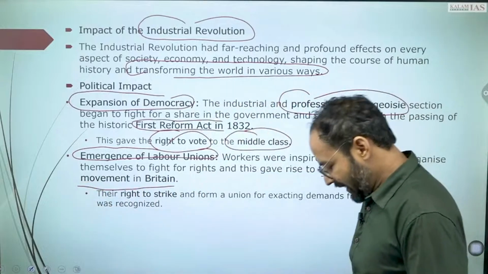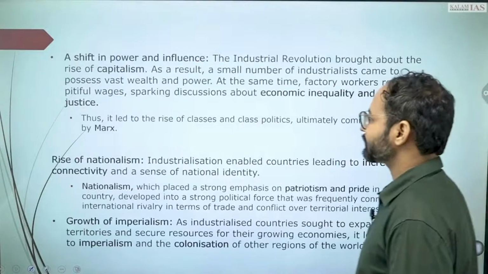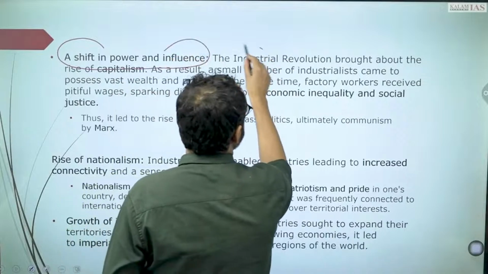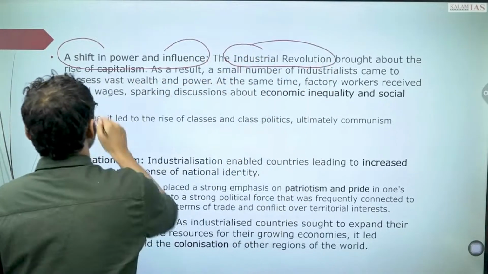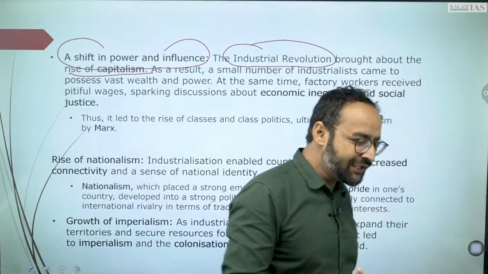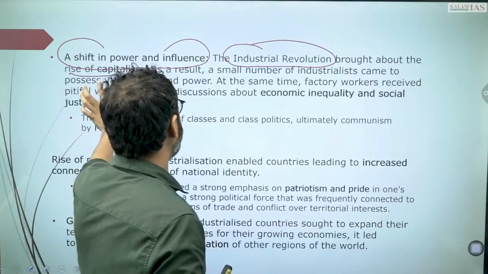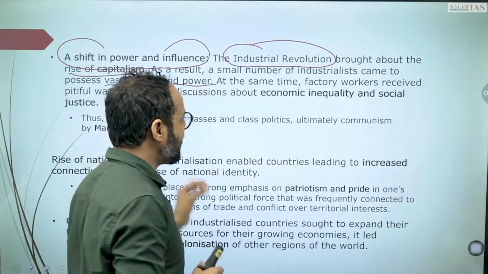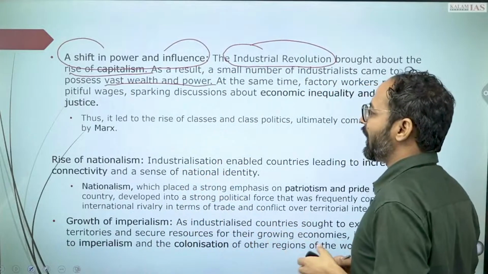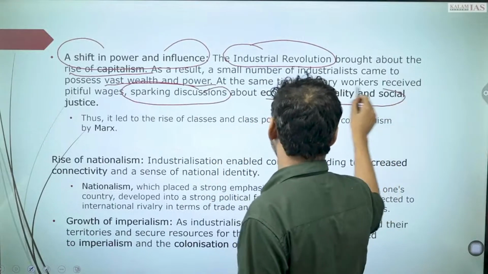The right to strike formed a very important part. Then we see a shift of power from industrialization brought to the rise of capitalism. As a result, a small number of industries came to possess vast wealth and power. At the same time, factory workers received pitiful wages, sparking discussions about economic inequalities.